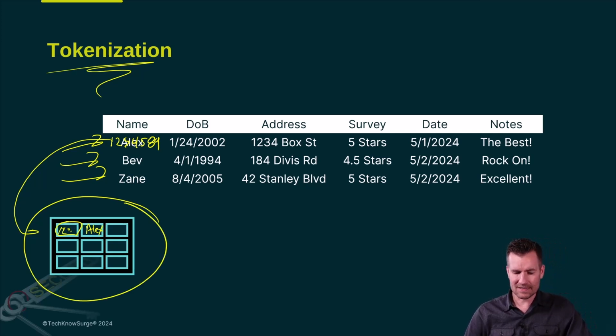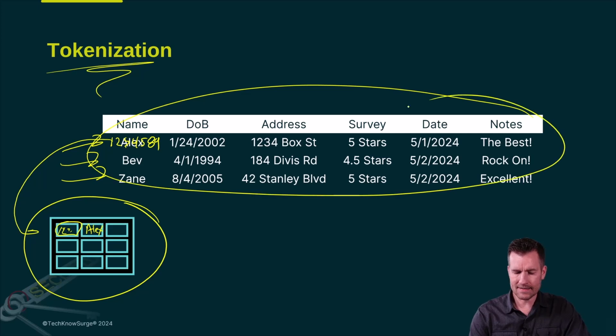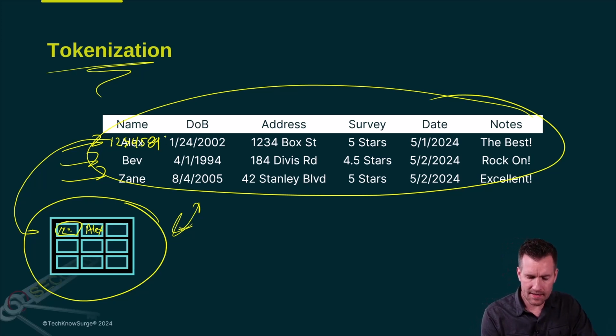Now if this was ever compromised, they wouldn't get people's names. They would have to compromise two different segments in order to gain access. Then we have some sort of system that brings this data together when it needs to be brought together. The ID is the token, and that's why it's called tokenization.